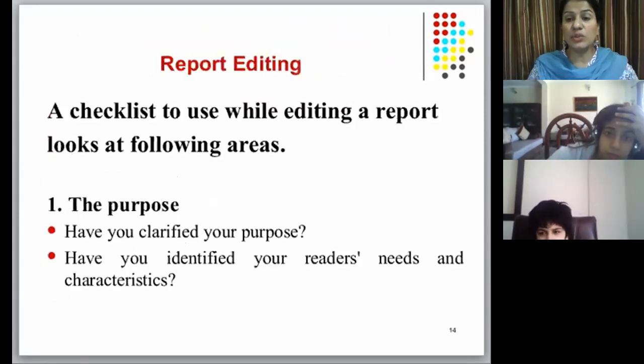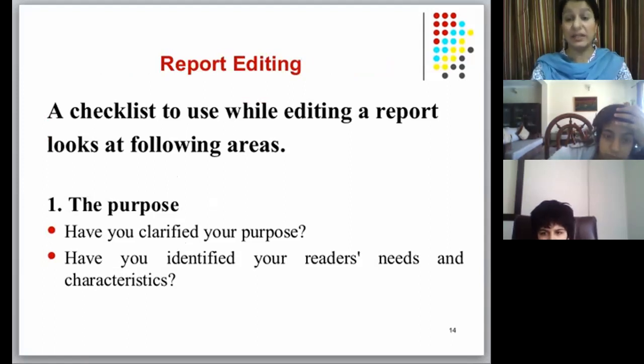A checklist to use while editing a report. How much are we left with? Oh, we have plenty to do. If I am unable to cover all of it today, I am going to cover the rest tomorrow. So don't worry. A checklist to use while editing a report looks at the following areas.